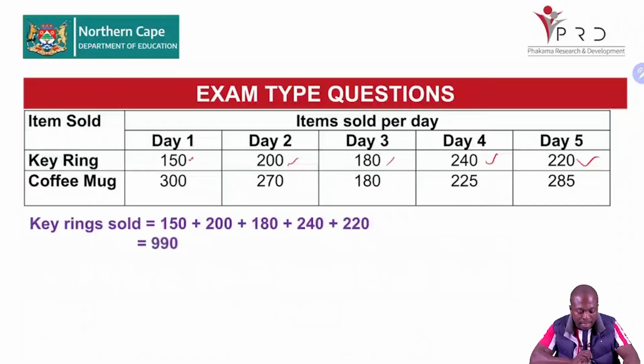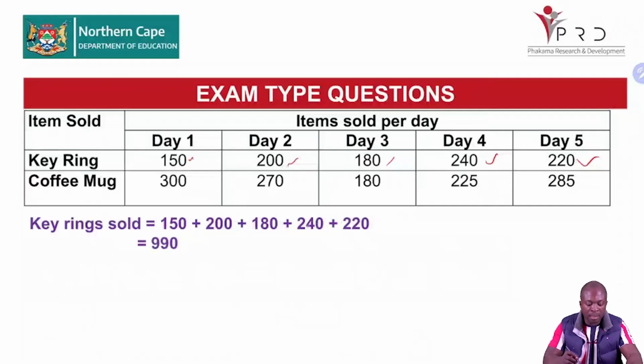You got 990. Let's go again. 150 plus 200 plus 180 plus 240 plus 220. That will give us 990.